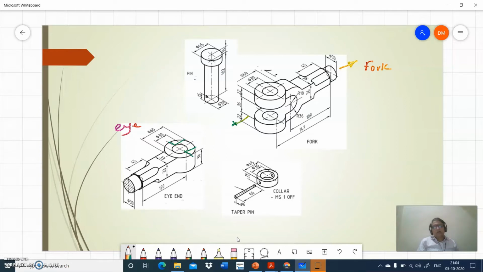First we will go for shear failure. It is just like a part of the eye, and the only difference is that here the thickness is called B, and here the thickness is called A. Here B is 1.25 DP, and A is nothing but 0.75 times the diameter of the pin. Now if the pin is strong, stronger than the fork, it will shear about this section.